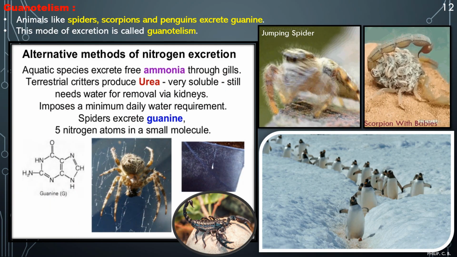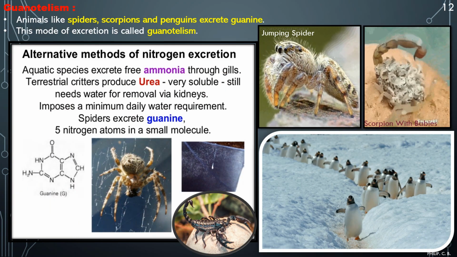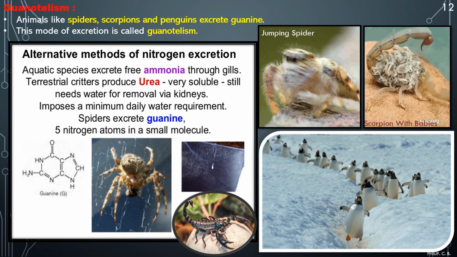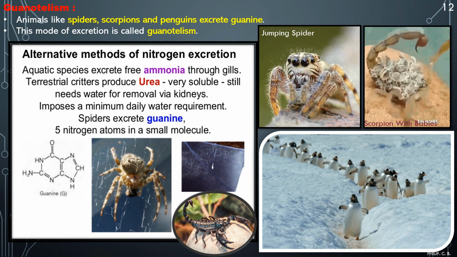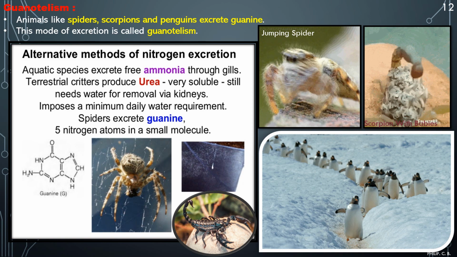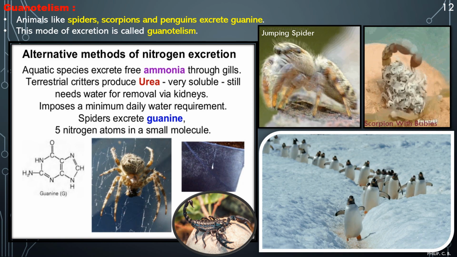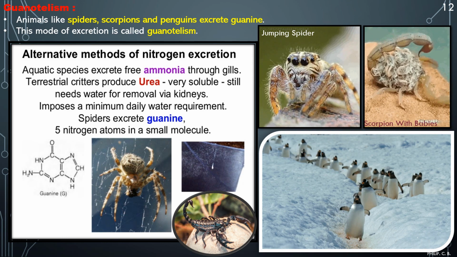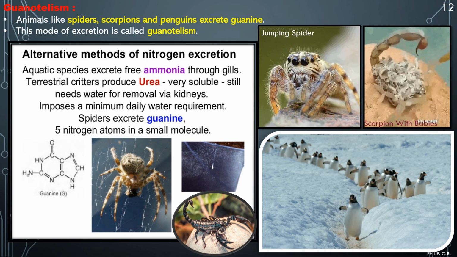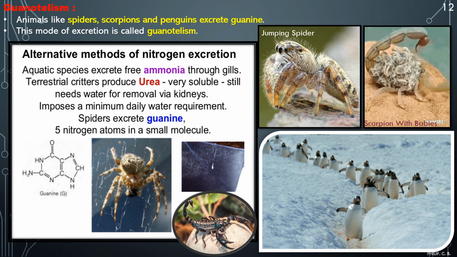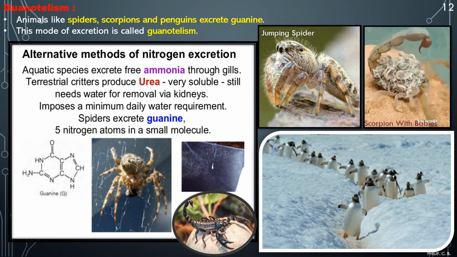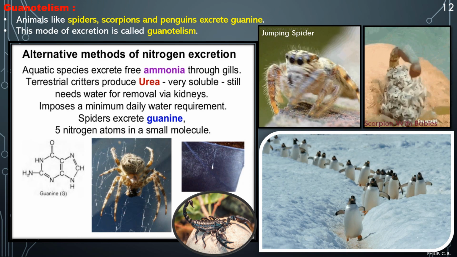Now, coming to the other modes of excretion other than ammonia, urea, uric acid, that is guanotelism. Here we can see animals like spiders, scorpions and penguins, they excrete guanine. As we see, very few species. This mode of excretion is called guanotelism, and I put an image first. You can go through the points again a little bit, which makes it more interesting.